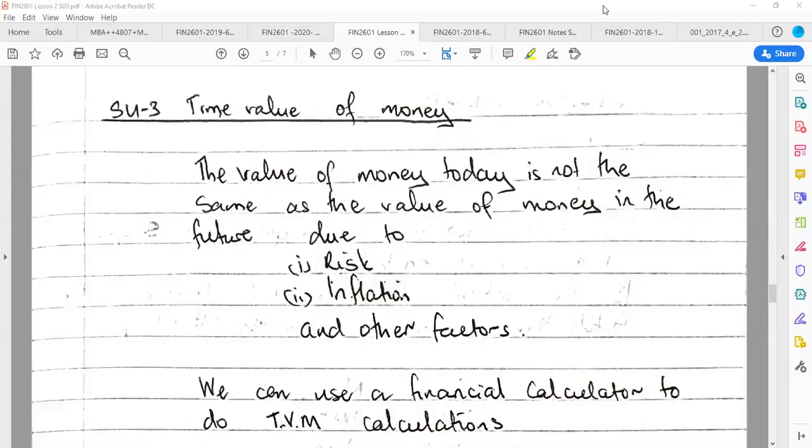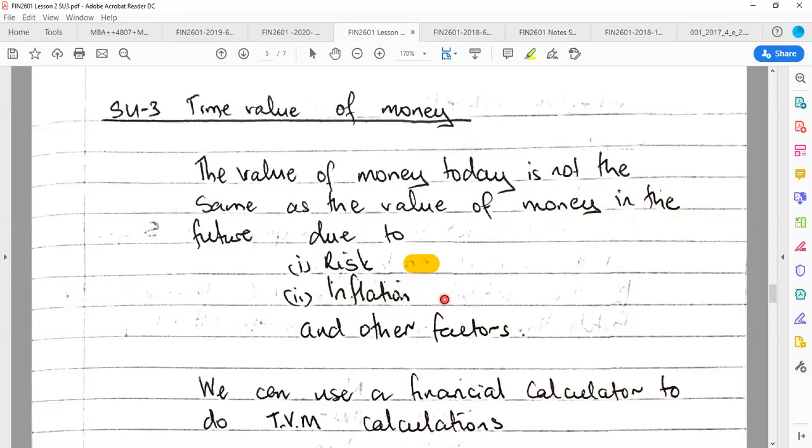Now, the idea behind the time value of money is that the value of money today is not the same as the value of money in the future. If you have a sum of money today, that sum of money is not worth the same today as it will be in the future. And the reason why the sum of money today isn't the same as the sum of money in the future is because of risk.